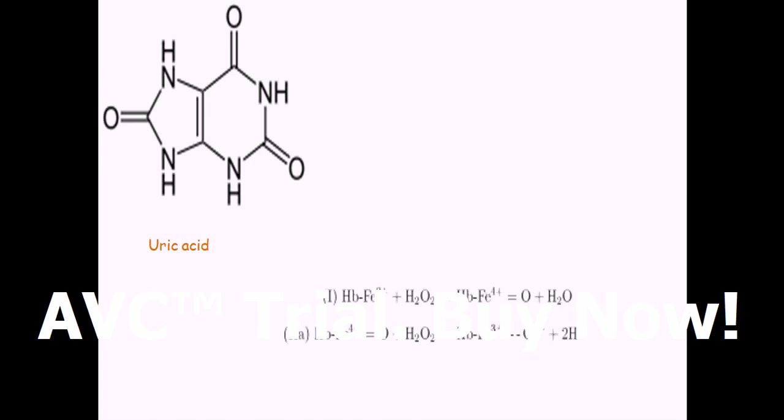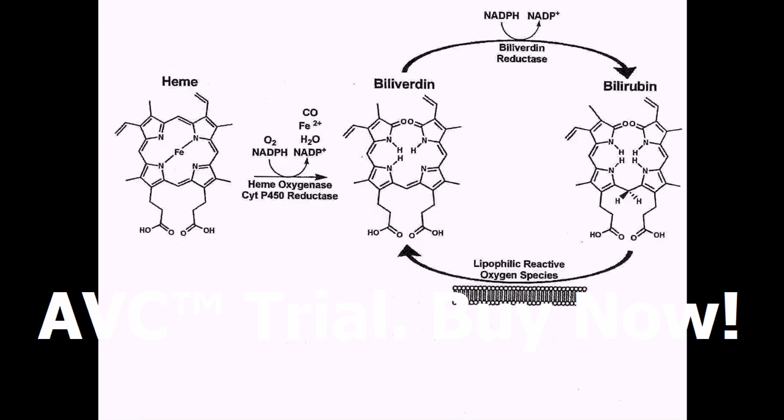Next antioxidant which can be taken into consideration is uric acid. Next antioxidant is bilirubin. How is this bilirubin acting as an antioxidant? As you can see, bilirubin is formed because of the metabolic conversion of heme to biliverdin, and then biliverdin to bilirubin by the action of the enzyme biliverdin reductase.